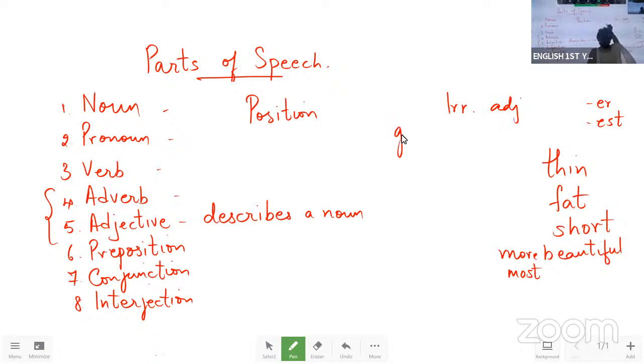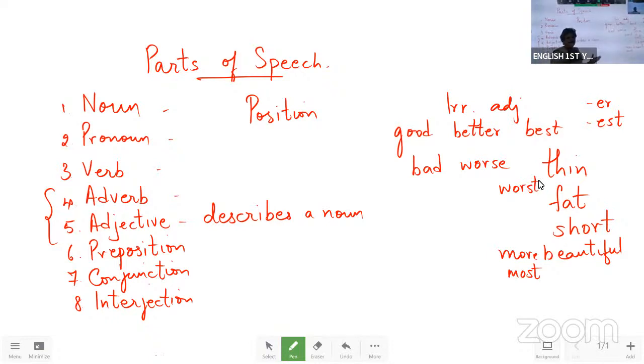Good, better, best. Bad, worse, worst. So like that you have less, lesser, least. So, the position of an adjective.